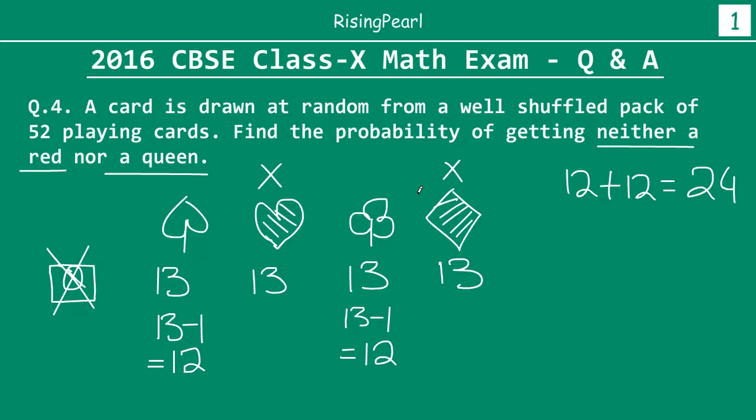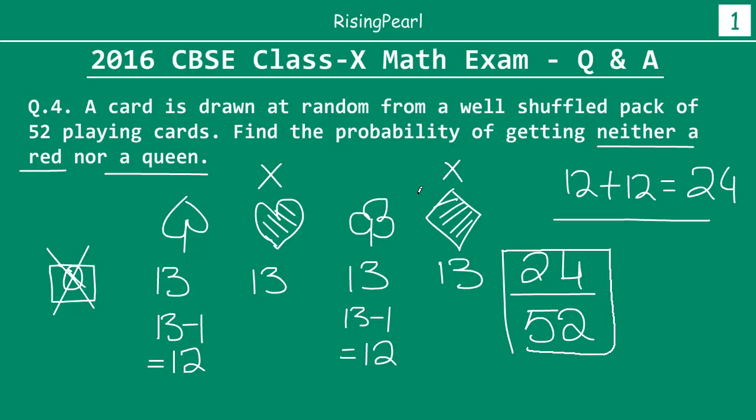So just wanted to highlight that what we did was we looked at red cards or queen, and we subtracted that from 52. Instead of that, we could have directly gone for black cards which are not queen, and that would have given us again 24, and then the probability will be straightforward, which is basically 24 divided by total number of cards, and this gives us 6 over 13.